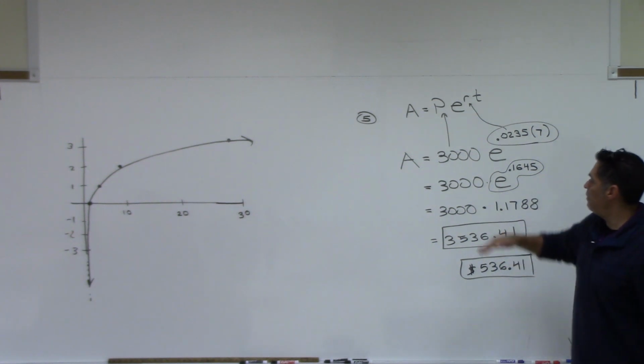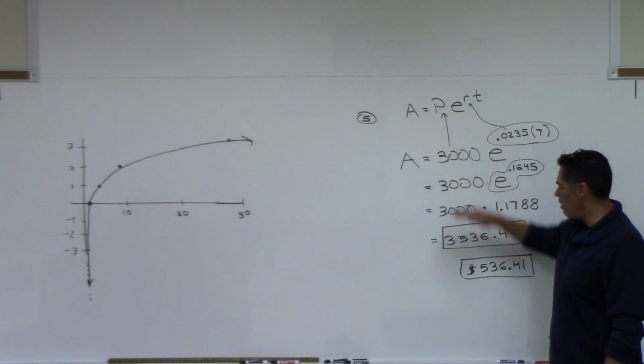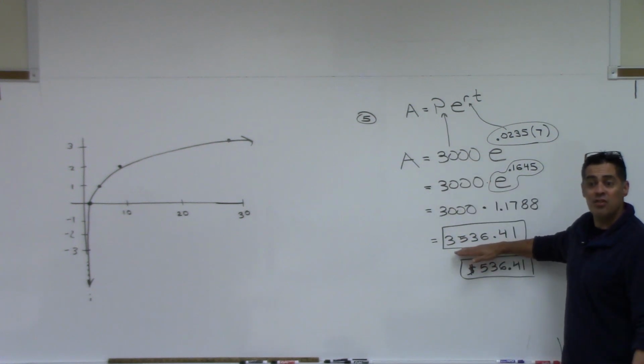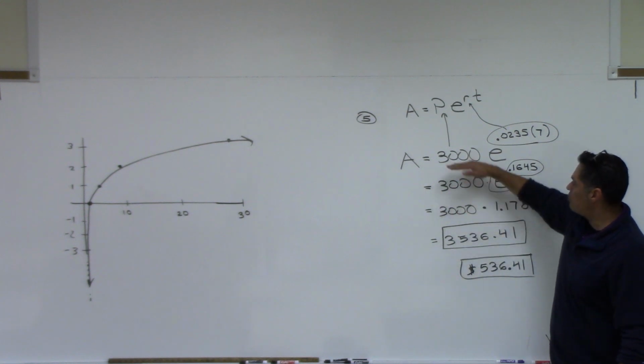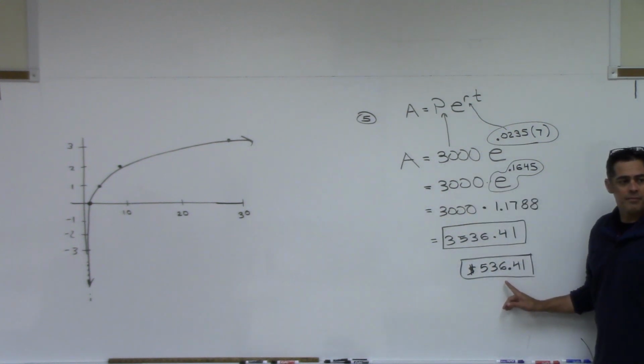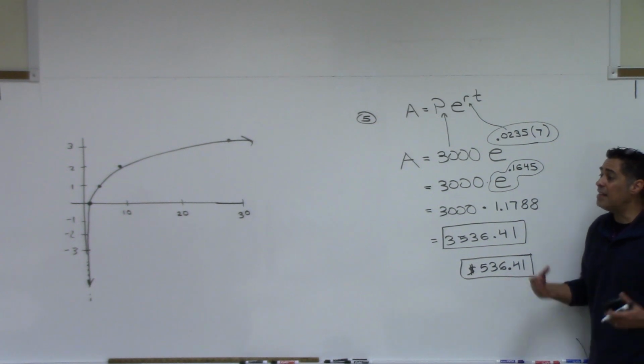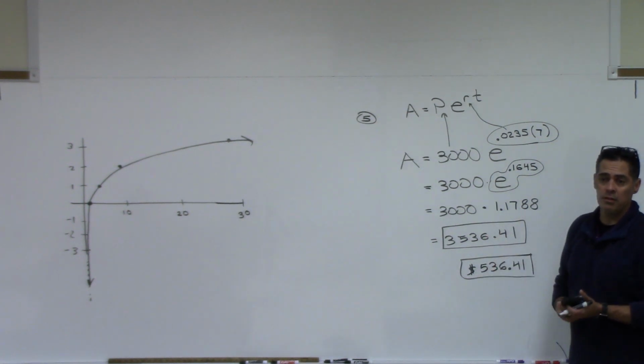So what we're saying is if you start with 3,000 and 7 years later you have that much, how much did you gain? So you gained the 500. If you take that and subtract that, you get this number. Right? Your money grew. You have more money than you started with. How much did it grow by? $536.41. That's the interest you've earned.